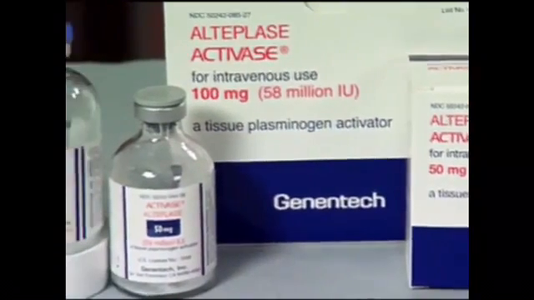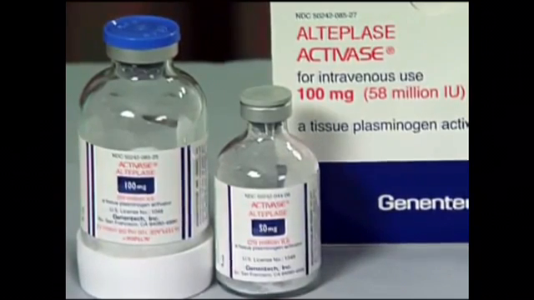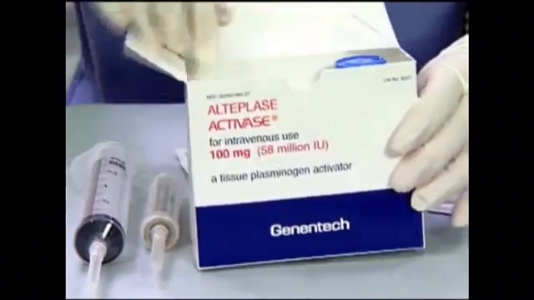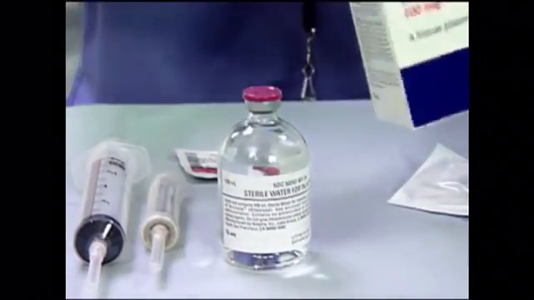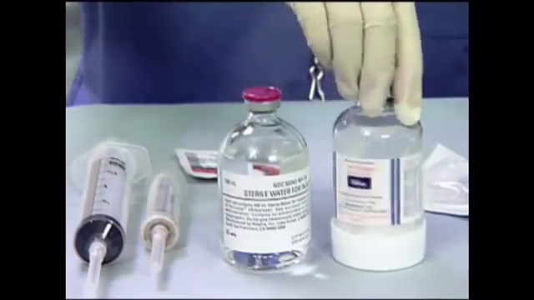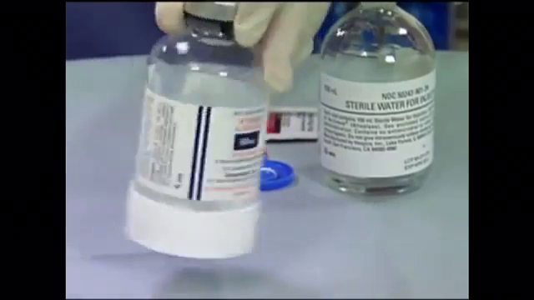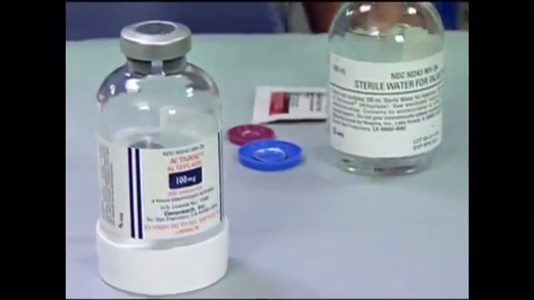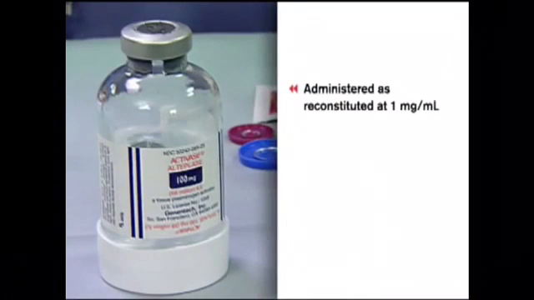While Activase comes in vials of 50 milligrams and 100 milligrams, the 100 milligram vial is most commonly used. Activase should be reconstituted immediately before use and only by aseptically adding sterile water for injection USP without preservatives. This preparation will result in a colorless to pale yellow transparent solution containing Activase 1 milligram per milliliter. Activase may be administered as reconstituted at 1 milligram per milliliter.